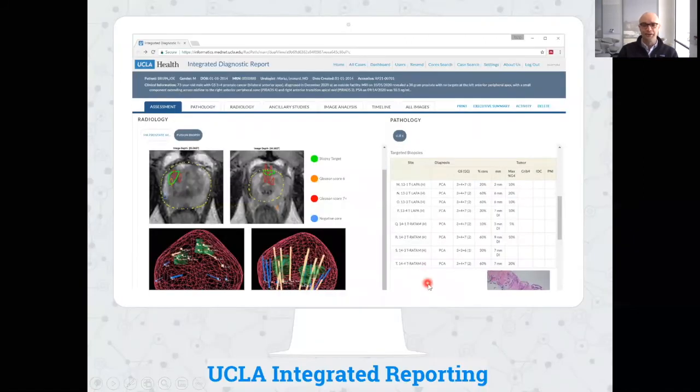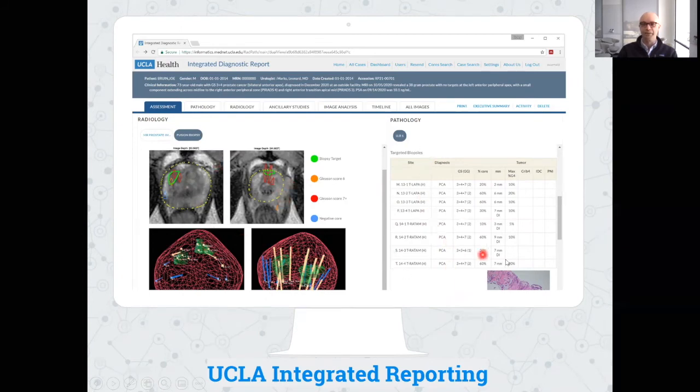Briefly, I wanted to touch on our integrated reporting project at UCLA. So at UCLA, we do integrated radiology and pathology diagnosis for cancer, or integrated reporting for cancer diagnosis. I've shown an example report here where we just have the patient's sort of clinical history. And then on the assessment tab, we bring together the radiology and the pathology results. And so here's the data I discussed previously from our targeted biopsy procedures.